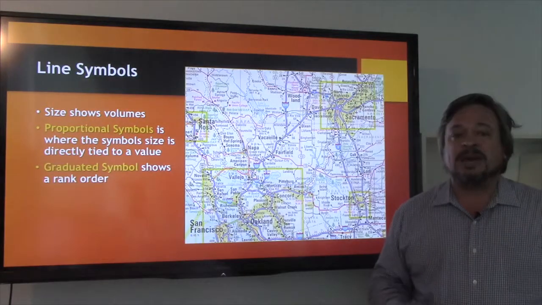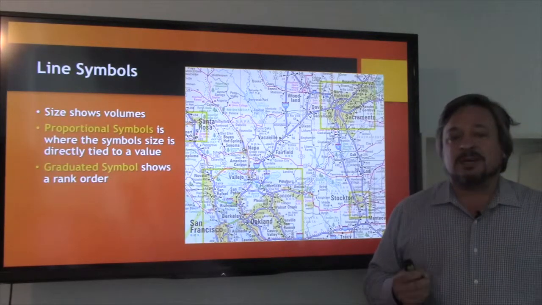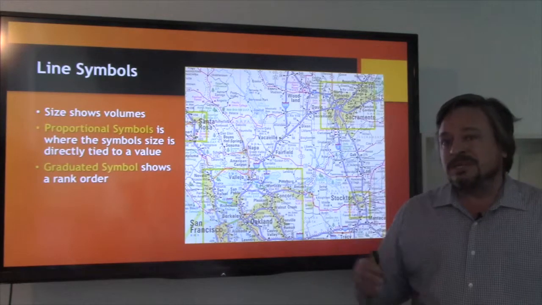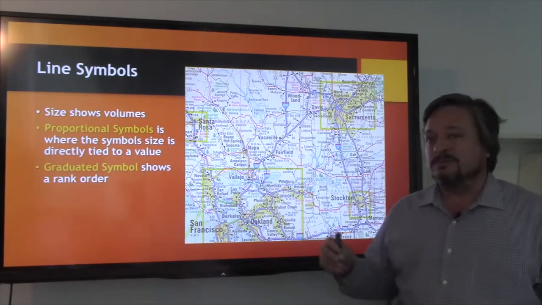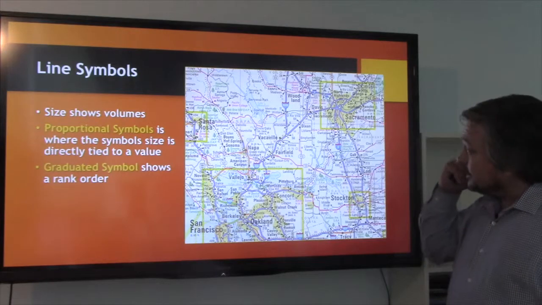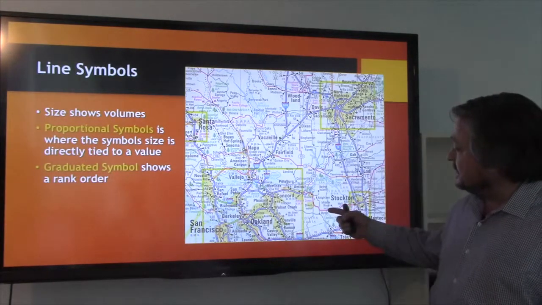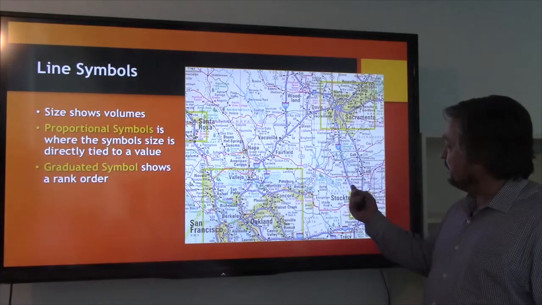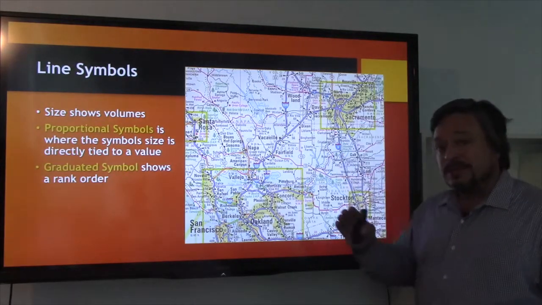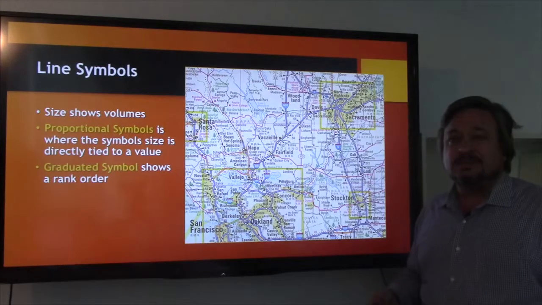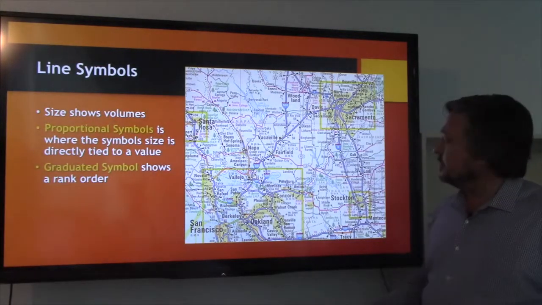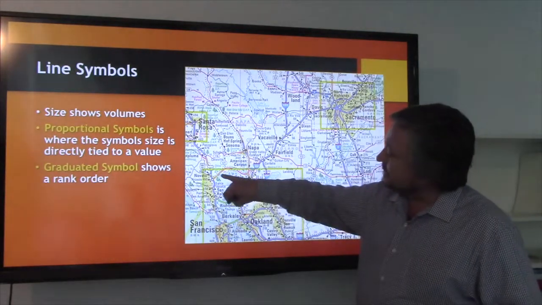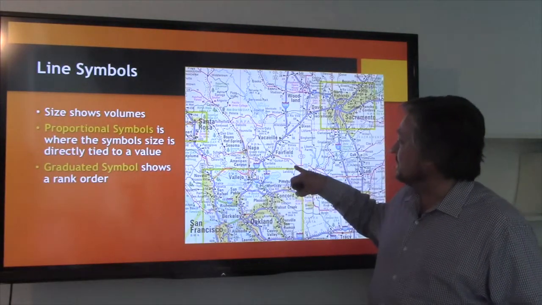We can have what's called a graduated symbol, which shows a rank ordering of something, but not necessarily absolutely tied to the proportional value that's actually there. So in this case, we could look at the width of the line of different types of roads. And the bigger the lines, the more prominent they appear on the map, but they also mean that there's more flow or they're a larger road. And then you can have middle-sized roads like these yellow ones, and even smaller sized roads like the red.